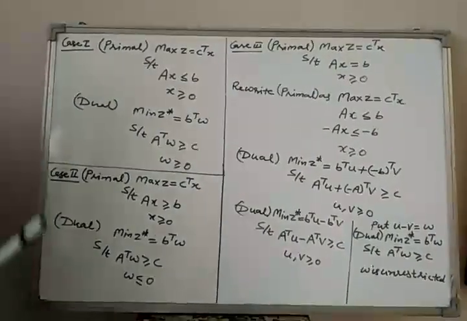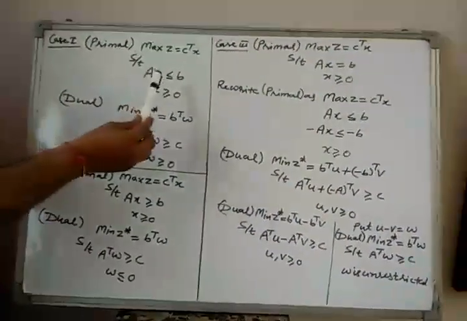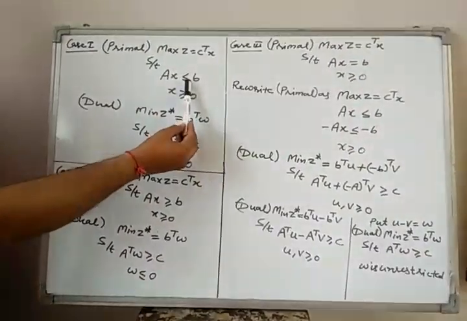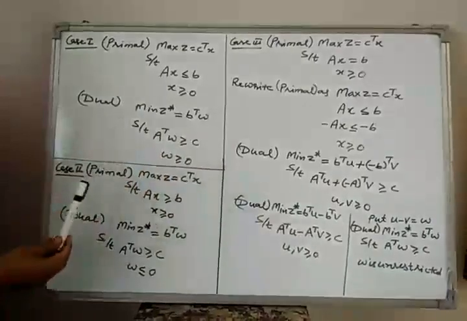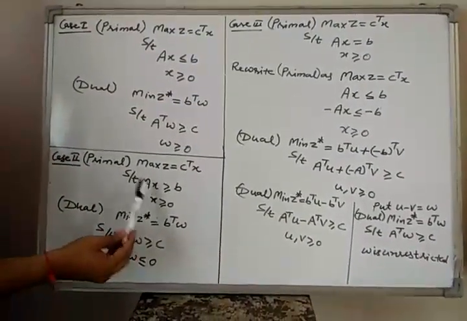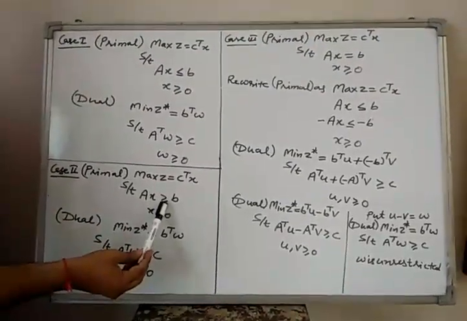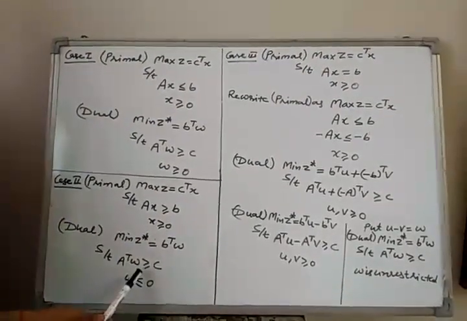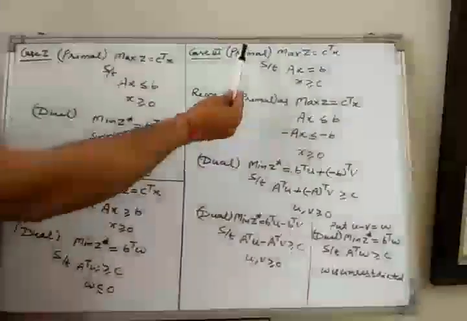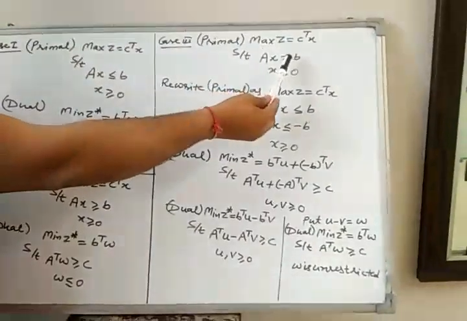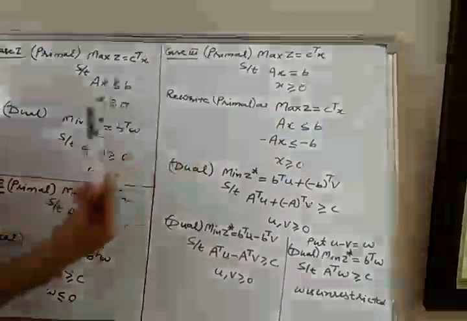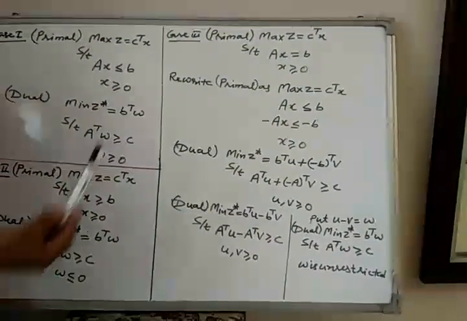We have already discussed two cases: if all the inequalities in primal are of less than equal to type, then how to write dual, and in the second case if all the inequalities in primal problem are of greater than equal to type, then how to write dual. Now we discuss the third case, that if all the constraints in primal problem are of equality type, that is, there is equality in all the primal constraints, then how to write its dual.